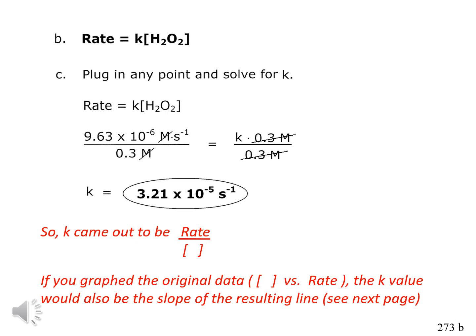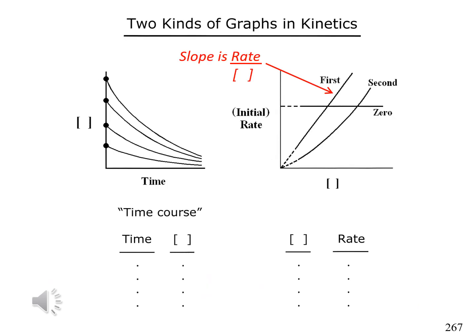If you look at what the K value came out to, it came out to the rate divided by the concentration. If you graph the original data, the line that I'm pointing to has a slope that equals the rate divided by the concentration. And so another way to get this rate is by getting the slope of that line.